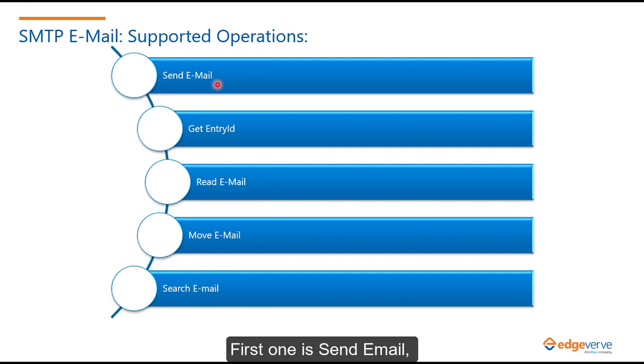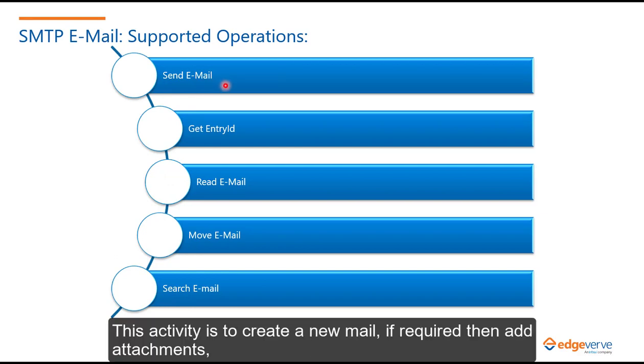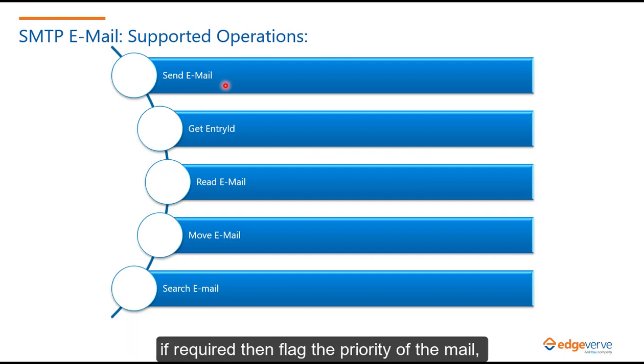First one is send mail. This activity is used to create a new mail. If required, then add attachments. If required, then flag the priority of the mail and then send it to the intended recipients.